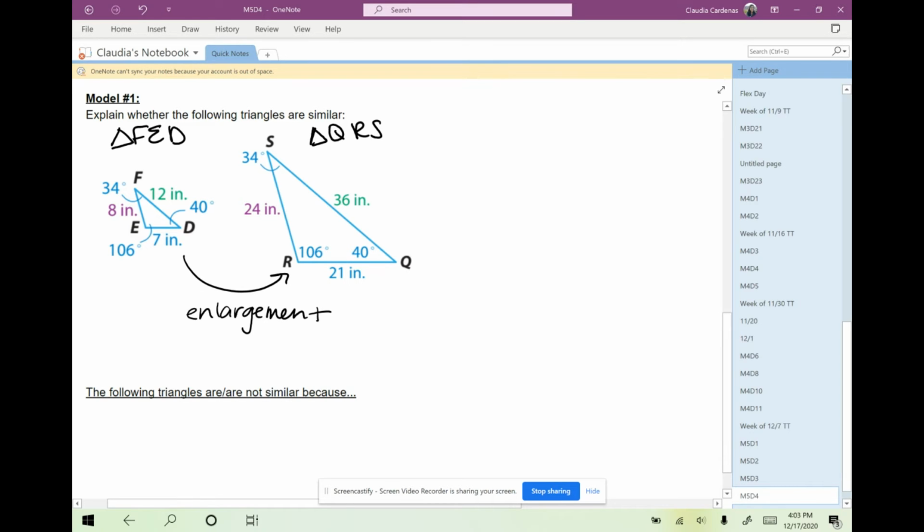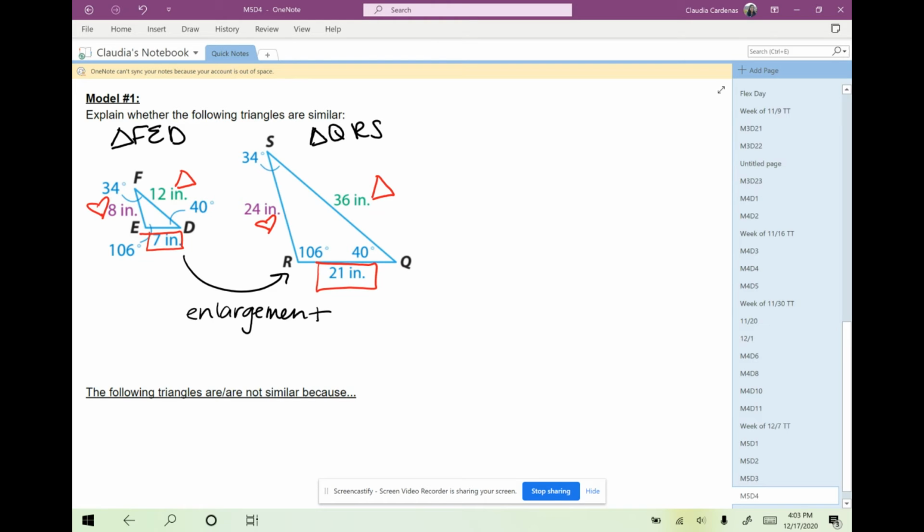So the next thing we need to do is label the corresponding sides with symbols, just like we did in the above picture. So I see that this side FE matches with this side RS, so I'm going to put two hearts there. I also see that this side FD matches with side SQ, so I'm going to put two triangles to show that those match. And then ED matches the side RQ, right? They're going the exact same direction. They're the exact same place of the triangle.